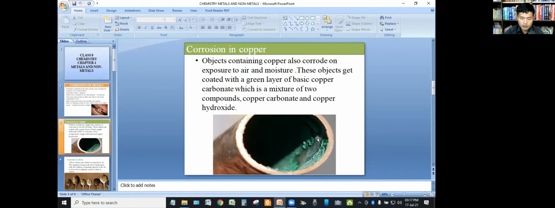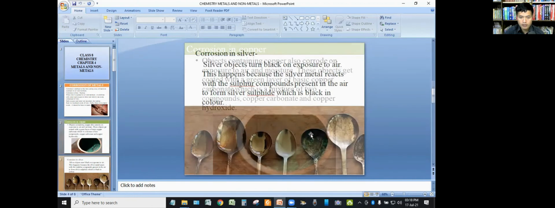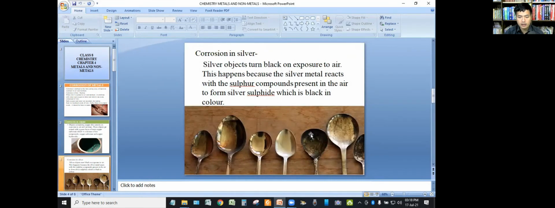In iron we can see that a red or orange layer is formed. Now let us see corrosion in silver. We know that silver is used for making spoons and so on. Silver objects turn black on exposure to air. This happens because the silver metal reacts with the sulfur compounds present in the air to form silver sulfide, which is black in color.